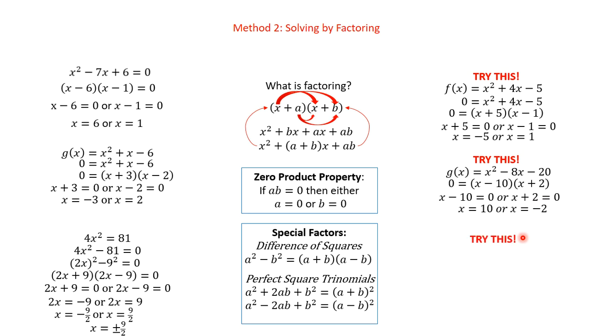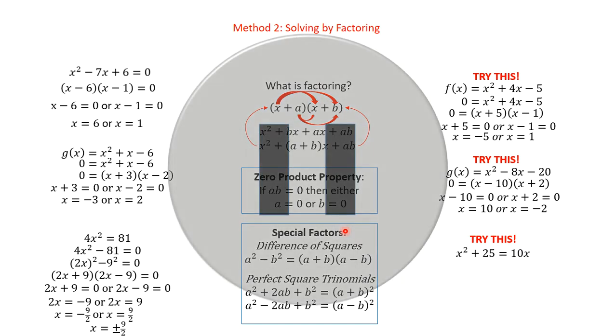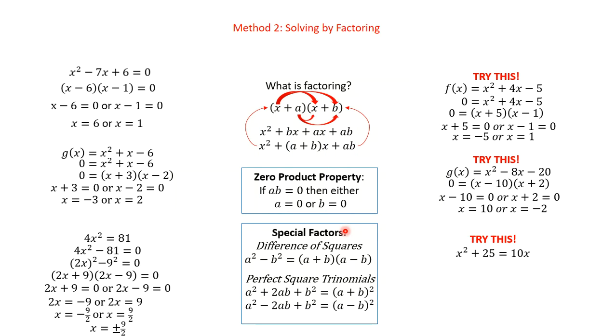And one last one. So try this one. We have x squared plus 25 equals 10x. Remember, first step, make it equal 0. You're going to need to subtract this one over. So go ahead, pause it, and then come on back when you're done. All right, so we move the 10 over. We get x squared minus 10x plus 25. We need to factor what times what equals 25? 5 and 5, or negative 5 and negative 5. So we get x minus 5, x minus 5.